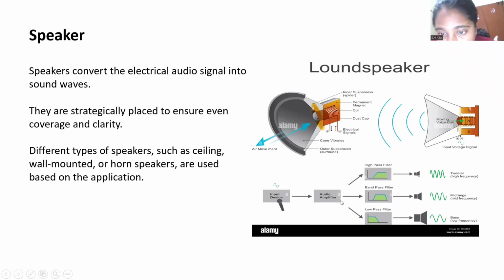So input device, audio amplifier. The audio signal is divided into three types of filters: high pass filter, band pass filter, and low pass filter. In high pass filter we have high frequency, in band pass we have mid frequency, and in low pass we have low frequency.